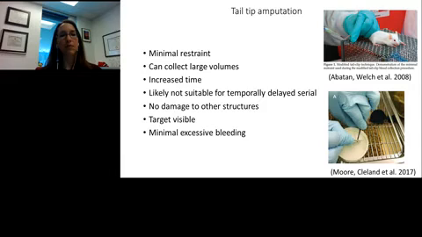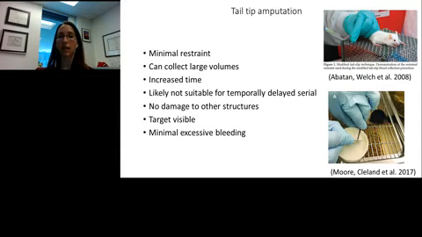And so then I'll move to the final technique that I'm going to talk about today, which is modified tail tip amputation. This technique was first reported by Abbatan et al. in 2008. And they reported performing it with minimal restraint, so just holding the base of the tail. You can collect large samples of blood this way, but it will take longer than some of the other methods.